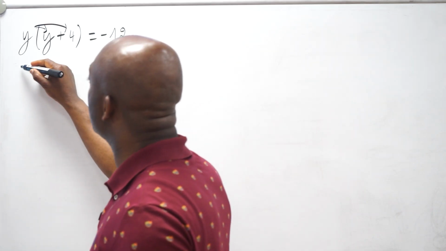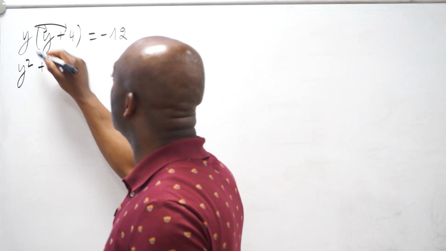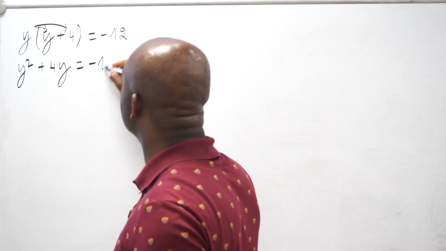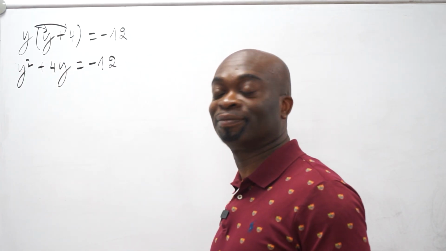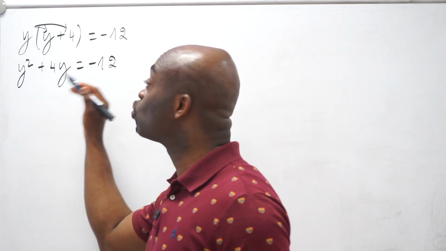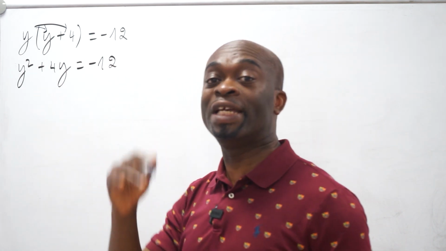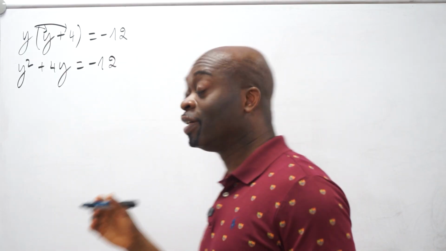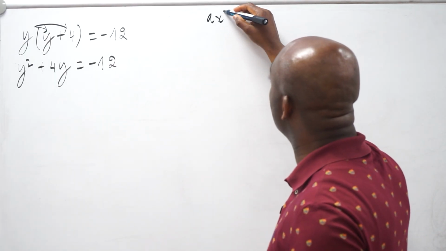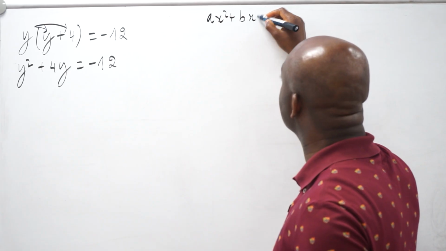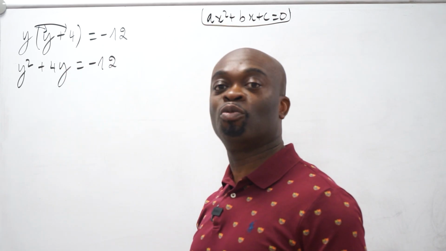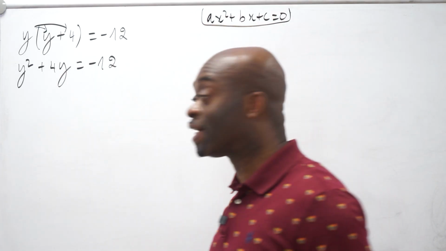So y times y is y squared, plus y times 4 is 4y, and this is equal to negative 12. Then we have to get the negative 12 to the left side so we can have the quadratic equation. The standard form of a quadratic equation is ax squared plus bx plus c equals 0. That's why we got to get the negative 12 to the left side.